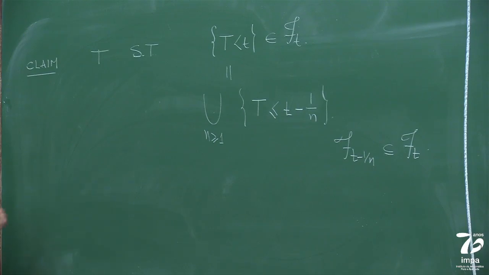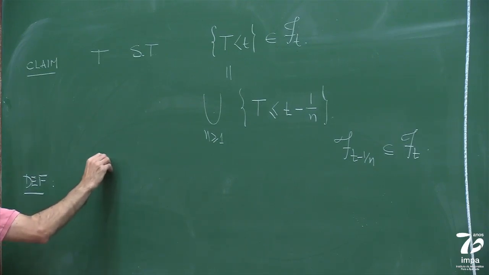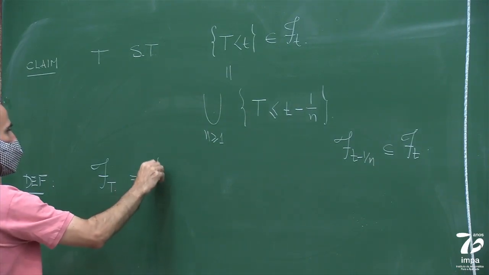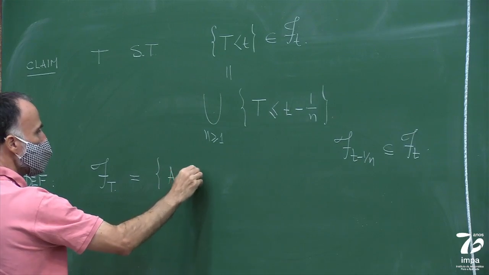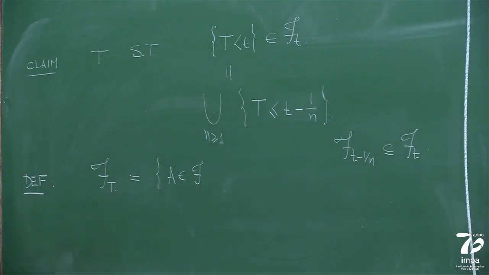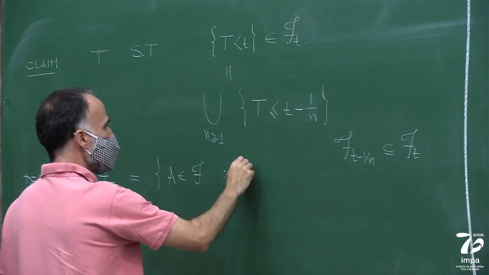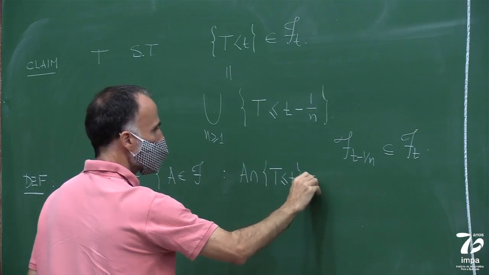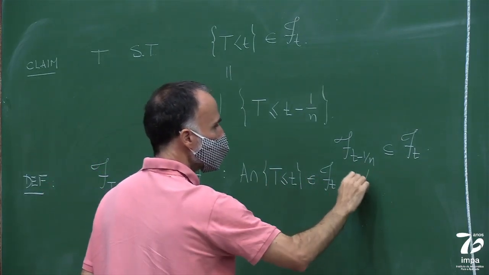Now, a second definition, which we already have seen in the discrete time setting, is the sigma algebra F_T. So if I have a stopping time T, I will define F_T as the set of all elements A in F such that A intersection {T less or equal than t} belongs to F_t, and this for all t.